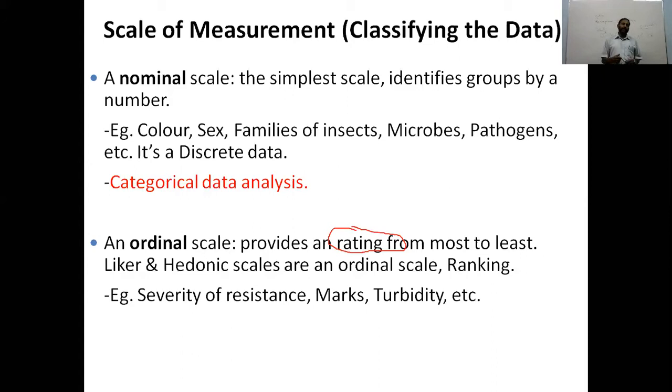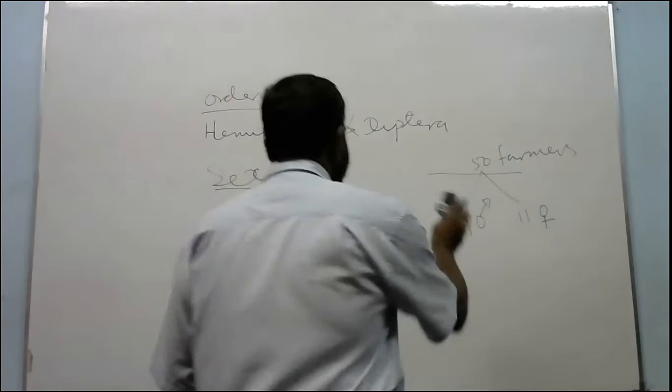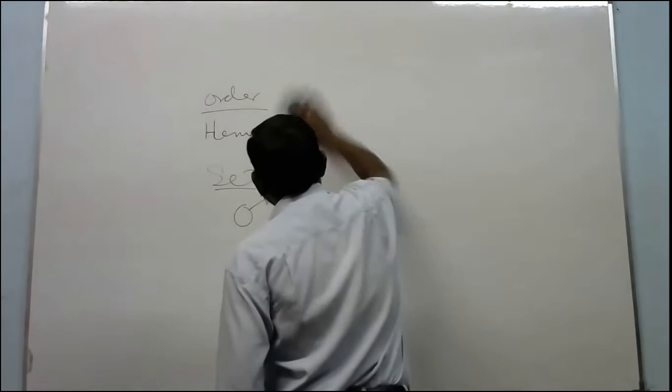I will come to that a little later, how we can divide this further. Strongly, this is an ordinal type of data. Some examples given are severity of resistance, mass, turbidity, etc. Remember these three examples, I will ask you. The first is severity of resistance. We have done a small research on resistance.